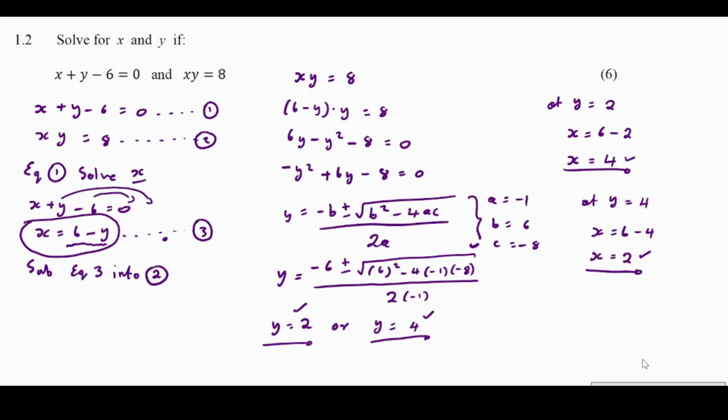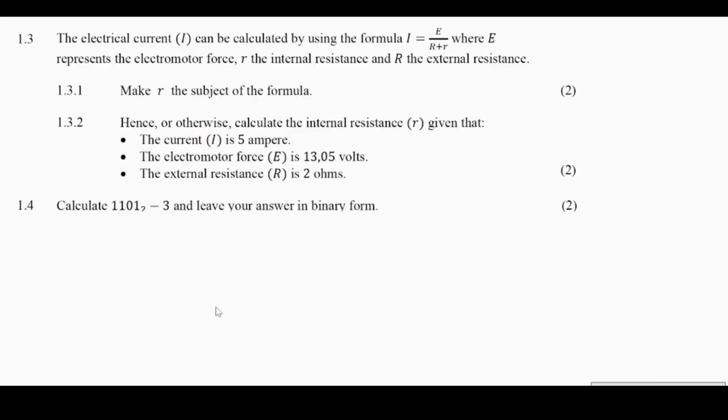1.3. What do we have in 1.3? Okay, we have manipulation of equations. They say that the electrical current can be calculated by using the formula here. I is equal to E divided by R plus r, where E represents the electromotive force, the small r represents the internal resistance, and the capital R represents the external resistance. Then make r the subject of the formula.